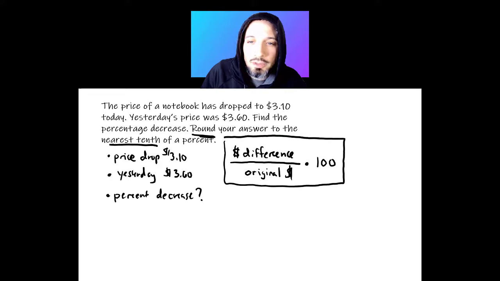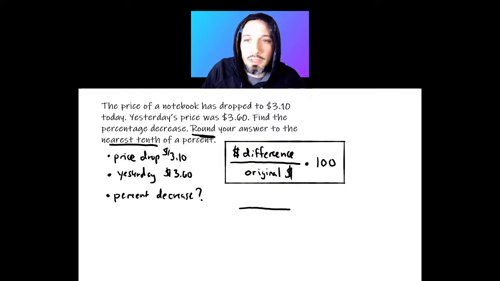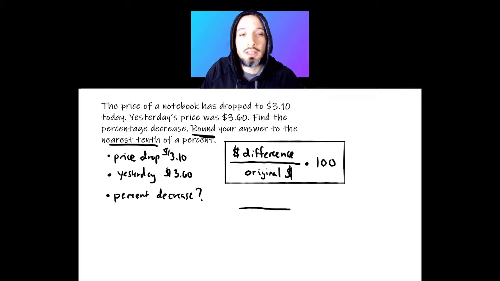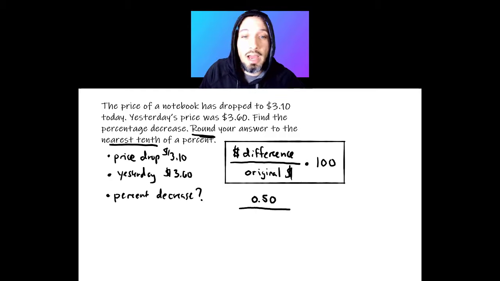And step 3 is pretty much to actually use your formula. So I'm going to substitute the information I do know. I'm going to put in here the price difference, meaning how far apart are the two prices. All you got to do is subtract them. In this case, 310 and 360, if I subtract those two numbers, I'm going to get 50. Then I'm going to write down the original price, and notice they gave us two prices. The price drop and yesterday's price. Since the price dropped to 310, that means yesterday's price was the original. So I'm going to put down 360, and multiply it by 100.